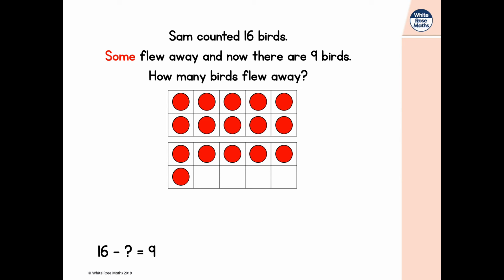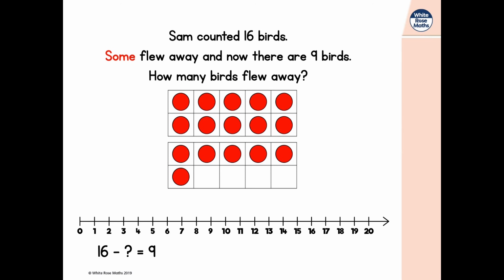16 birds at the beginning, subtract some birds that flew away, will equal 9 birds that are left at the end. But in order to figure out that missing amount, it might be easier for us to also show a number line. Now on the number line, we're going to begin with 16. That's how many birds Sam counted at the beginning.